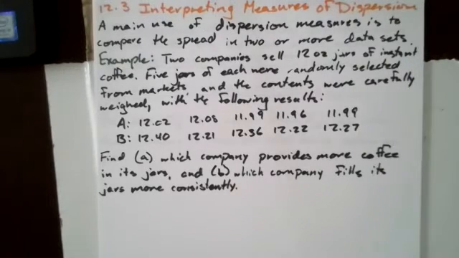Coffee A, the jars contained 12.02 ounces, 12.08 ounces, 11.99 ounces, 11.96 ounces, and 11.99 ounces. Coffee B had weights of 12.40 ounces, 12.21, 12.36, 12.22, and 12.27. Find A, which company provides more coffee in its jars, and B, which company fills its jars more consistently.